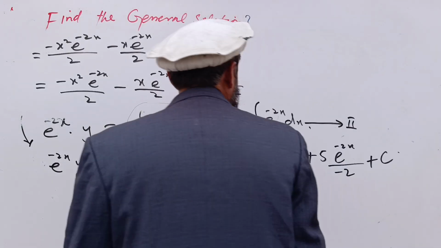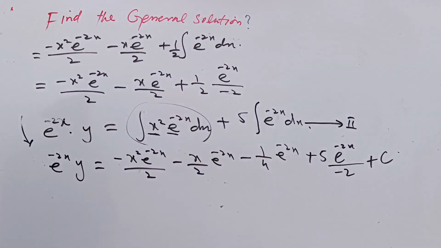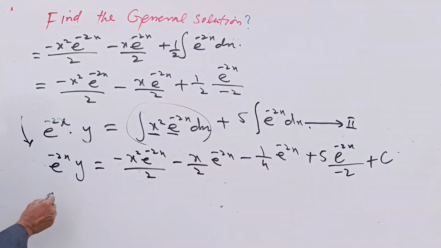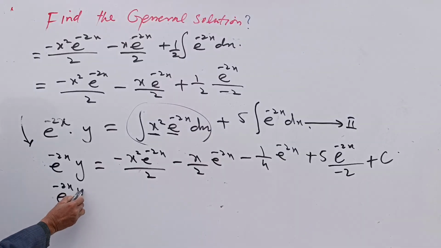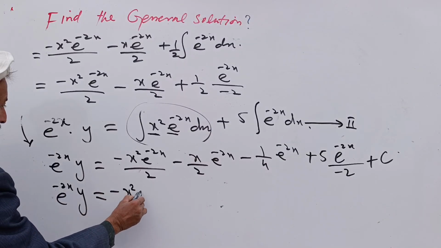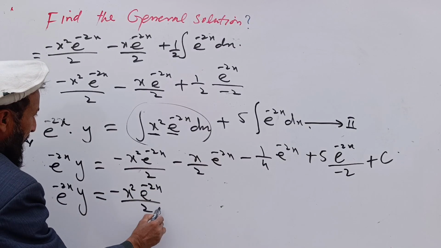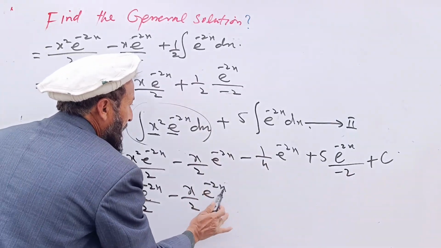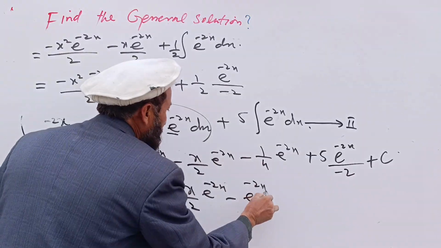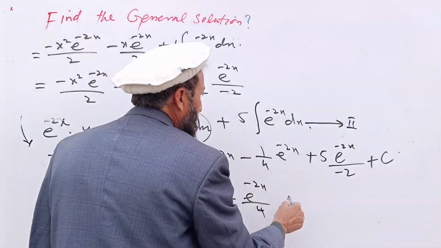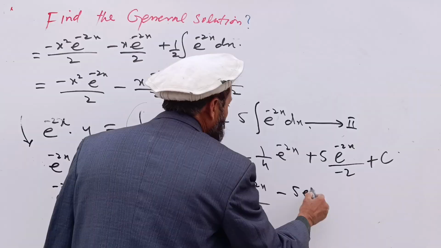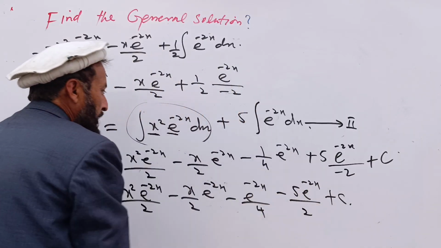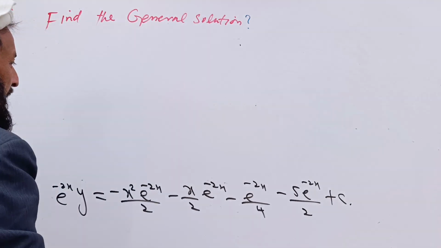Now, is further simplification possible? Yes, because e power minus 2x is the same in both places, so y is equal to minus x square e exponent of minus 2x divided by 2 minus x divided by 2 e exponent of minus 2x and minus e exponent of minus 2x divided by 4. This one we can write, and this one we can write as 5 e exponent of minus 2x divided by 2, plus c. And now for this function 4 we take the LCM.